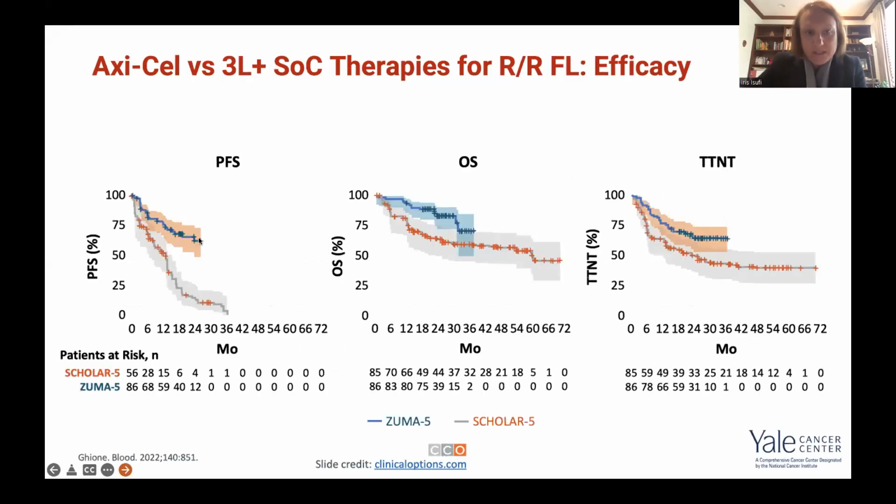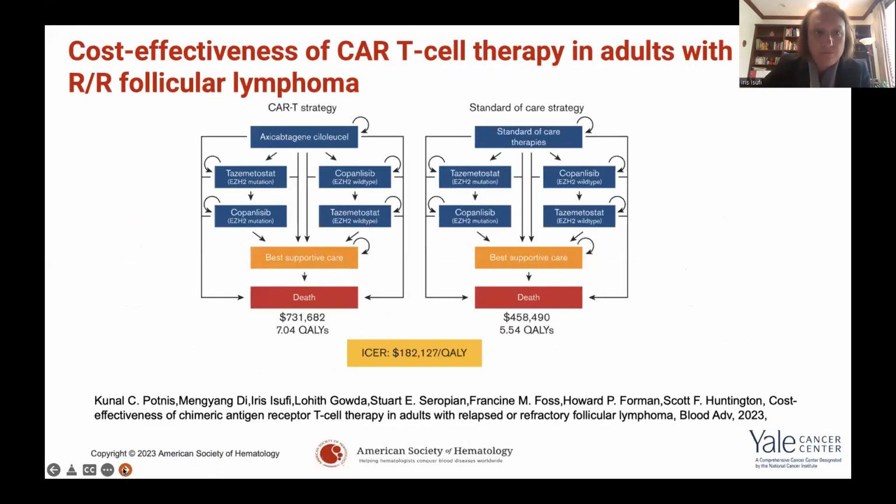But this is what the progression-free survival, overall survival, and time to next treatment look like in blue for patients who had CAR T-cell therapy versus at the bottom in red for patients who would have had other third-line standard of care therapies. And this was published recently in Blood.